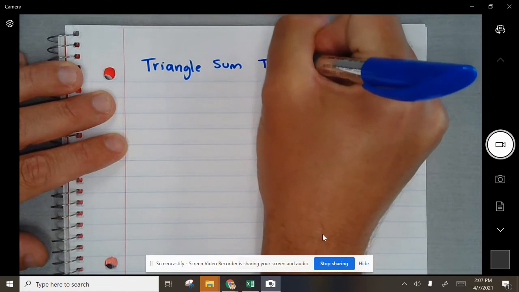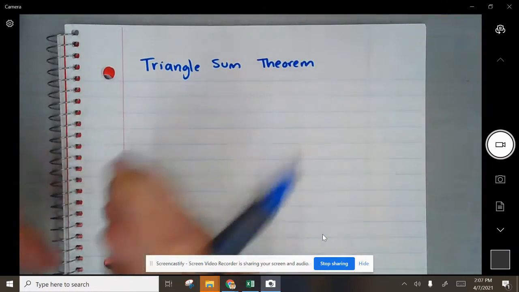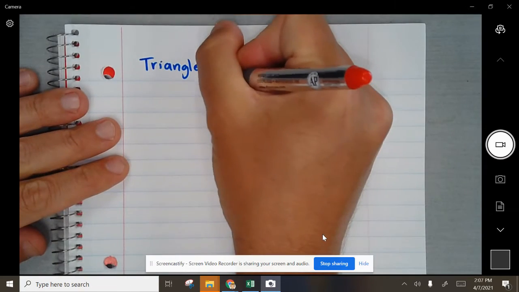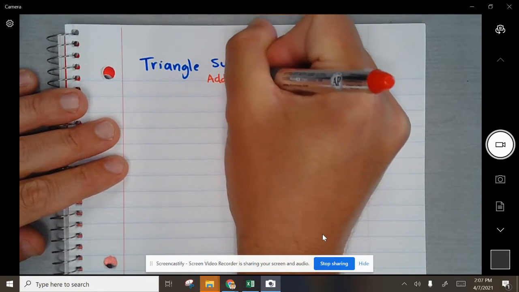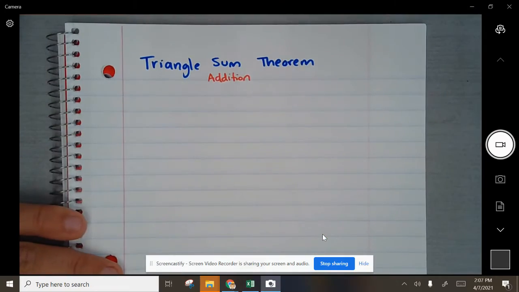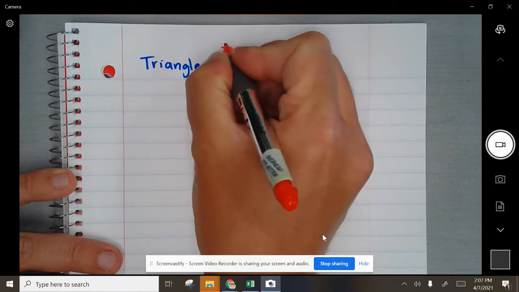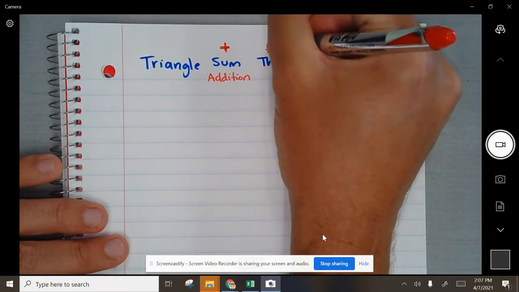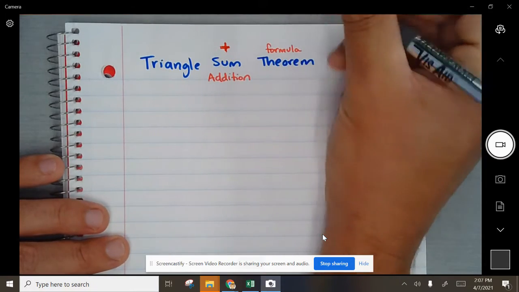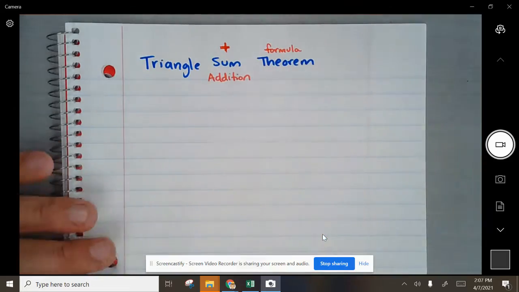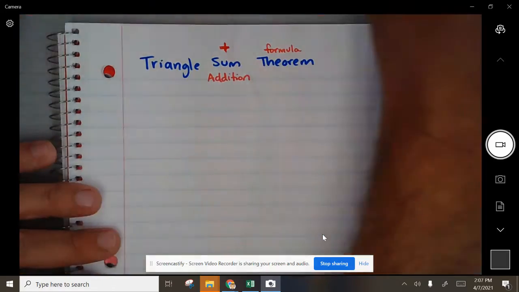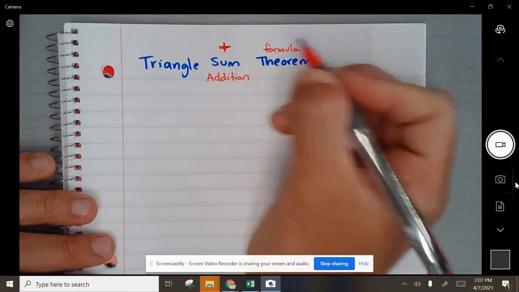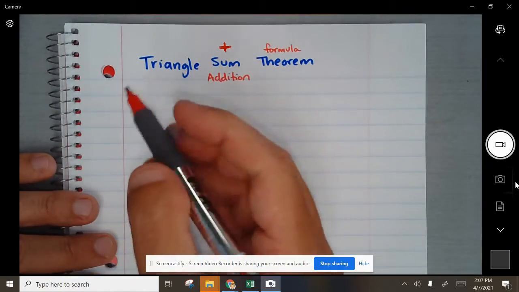Sum Theorem. And we're going to break that apart. The word sum means addition. We're adding, okay? And theorem basically means, in this situation, a formula. It's a statement that is always true when it's dealing with triangles. So we're dealing with addition, a formula, and triangles.